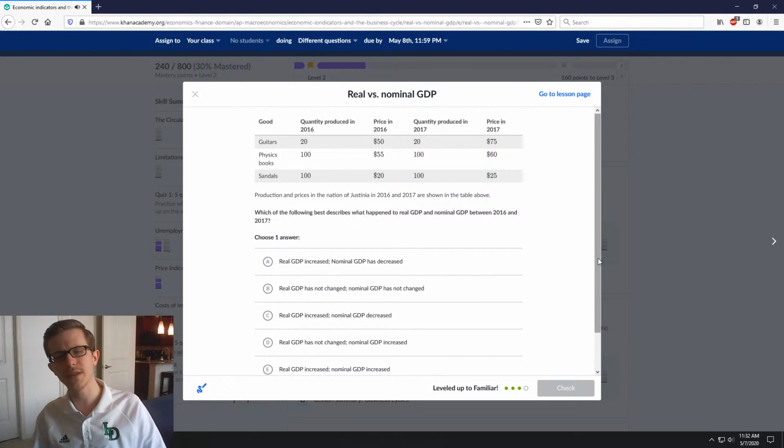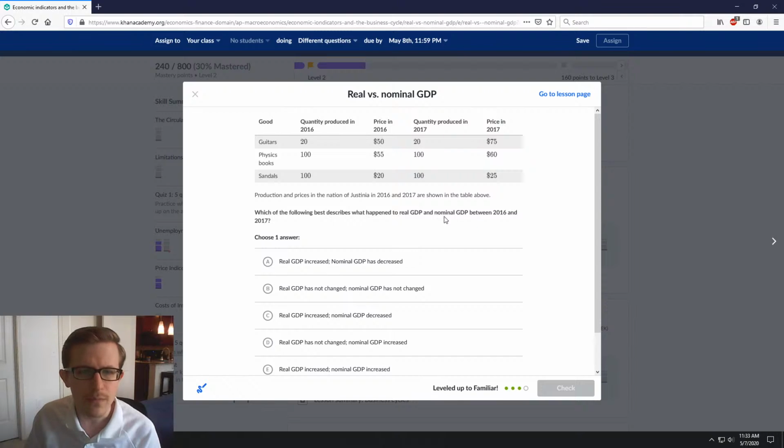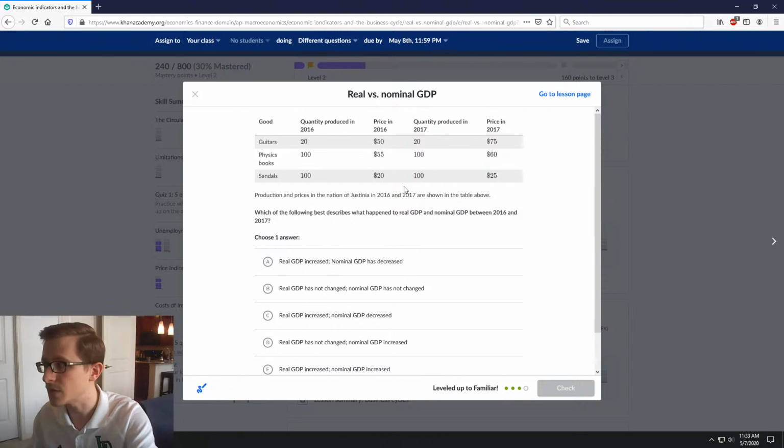All right, and then another one of these tables here to round this off. So production and prices in the nation of Justinia in 2016 and 2017 are shown in the table above. Which of the following best describes what happened to real and nominal GDP between 2016 and 2017?